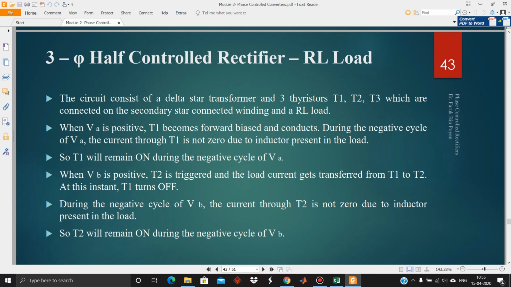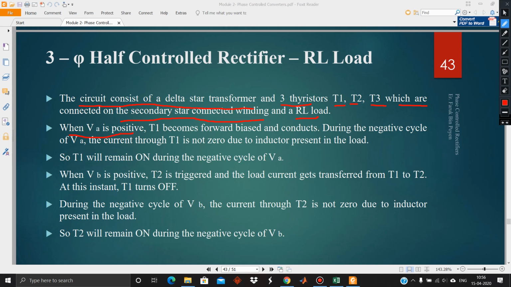So that was for R load. So here we will be discussing the RL load. This circuit consists of a delta star transformer and three thyristors T1, T2 and T3, which are connected on the secondary star connected winding with RL load. The secondary is connected in star and the primary is connected in delta. And what type of load are we using? We are using RL load.